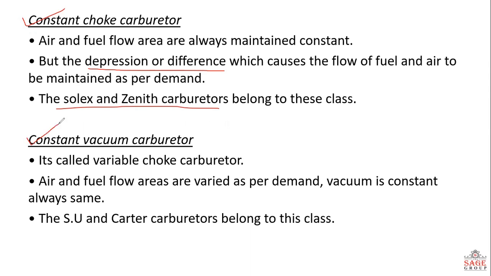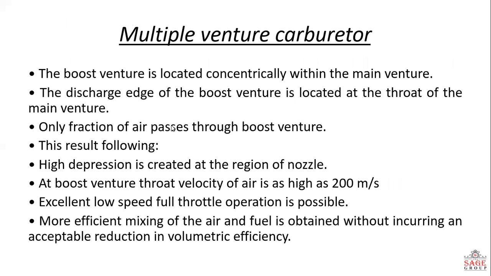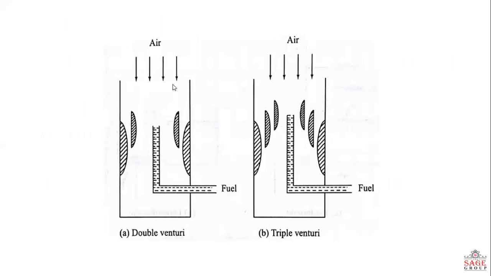Then we have a constant vacuum carburetor. The constant vacuum carburetor is sometimes called a variable choke carburetor. In this, air and fuel flow areas are varied as per demand, while the vacuum is maintained to be always the same. The SU and Carter carburetors belong to this category. Then we have a multiple Venturi carburetor.